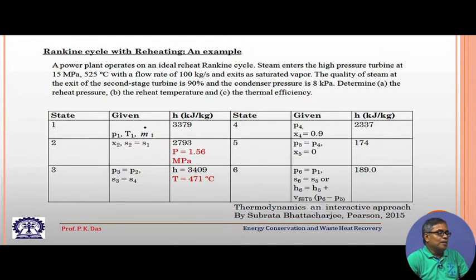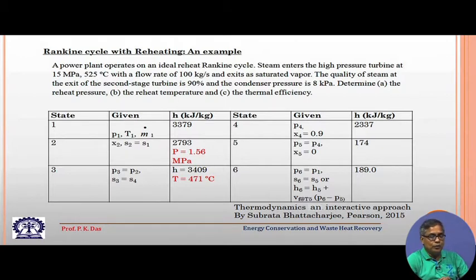A power plant operates in an ideal reheat Rankine cycle. Steam enters the high pressure turbine at 15 megapascal, 525 degree Celsius, with a flow rate of 100 kg per second, and exits as saturated vapor. The quality of steam at the exit of the second stage turbine is 90%, and the condenser pressure is 8 kilopascal. Determine the reheat pressure, the reheat temperature, and thermal efficiency.